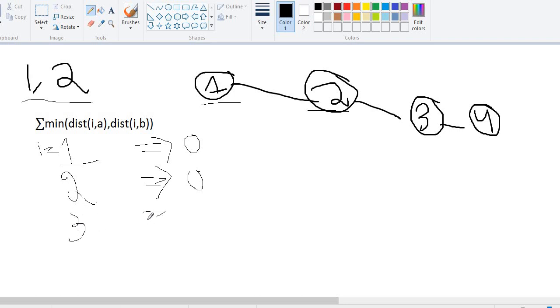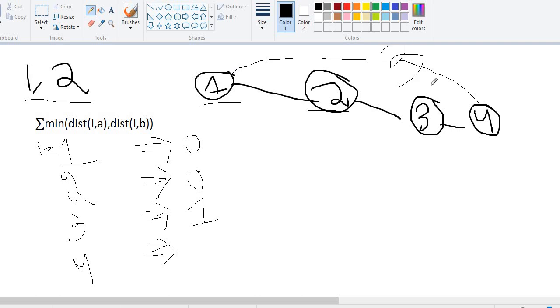Now for 3. The distance between 3 and 1 is 2, there are 2 edges. And the distance between 3 and 2 is 1. So the minimum is 1. And for 4, 4 and A means 4 and 1, there are 3 edges. And for 4 comma B means 4 comma 2, there are 2 edges. So the minimum is 2. After the sum, it will give the output 3.